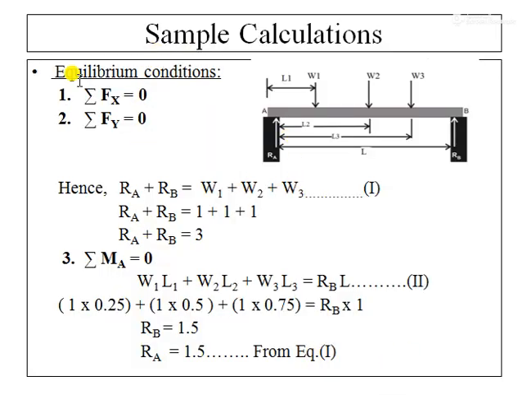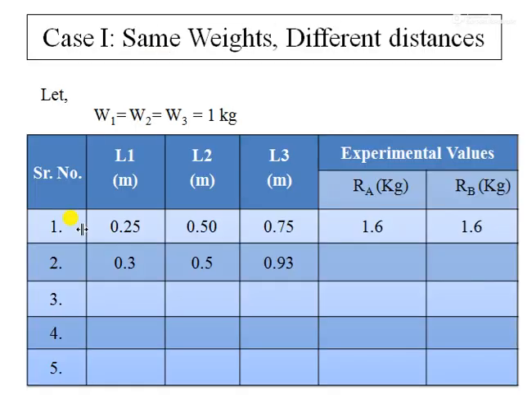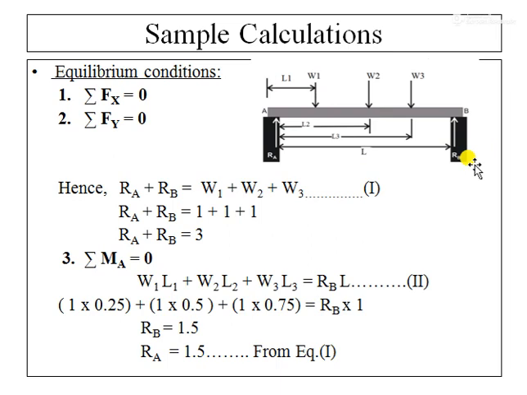So what I have done here is taken a sample calculation for the readings W1, W2, W3 as 1 kg and L1, L2, L3 as 0.25, 0.5 and 0.75. These are the values. Now looking at the assembly, this is how the reaction forces will be. We will be applying 3 equilibrium conditions on these reactions and try to determine the value of reaction force Ra as well as reaction force Rb. I have included this smaller diagram so that you understand where these equations for the equilibrium conditions come from.